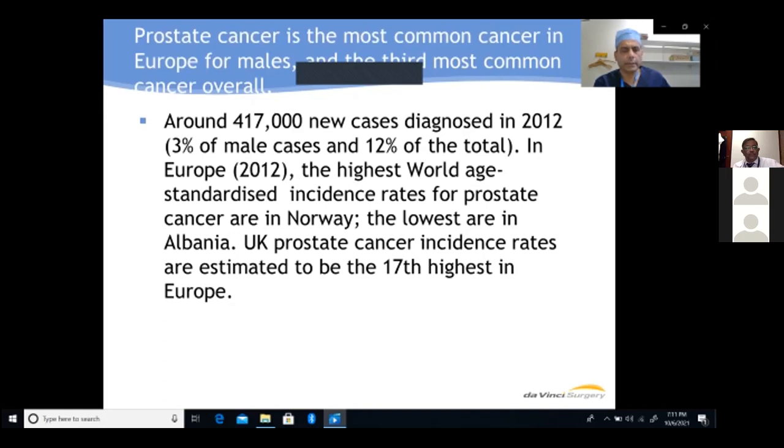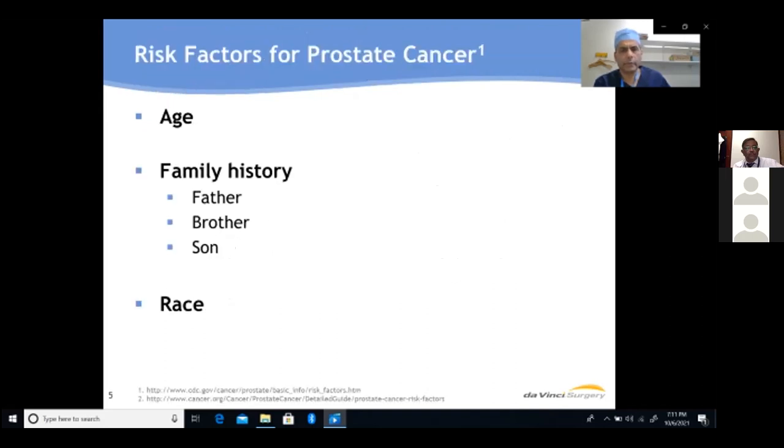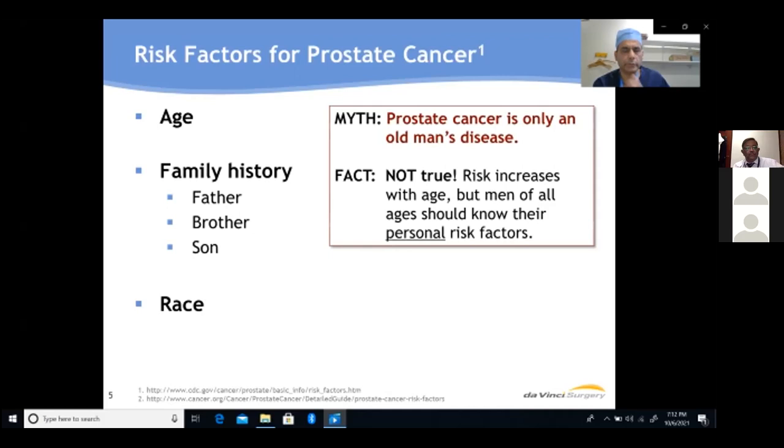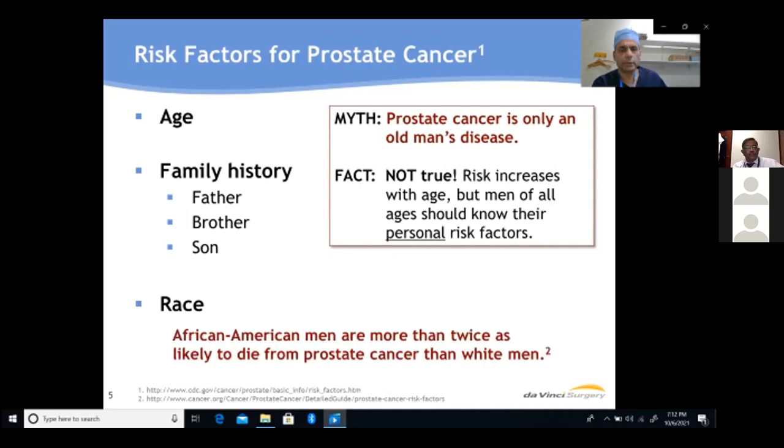So I will skip these stats from Europe. And then briefly, risk factors are age, family history, whether any of your siblings, dad or uncles had it, and race. Prostate cancer, if it's there, is more aggressive in the Afro-Caribbean population as compared to Caucasians, and even less prevalent in Southeast Asia. Maybe it's to do with diet, because there is a more vegetable diet in Southeast Asia. And it's not an old man's disease. Now we come across a lot of younger patients who are diagnosed with prostate cancer in their 40s.